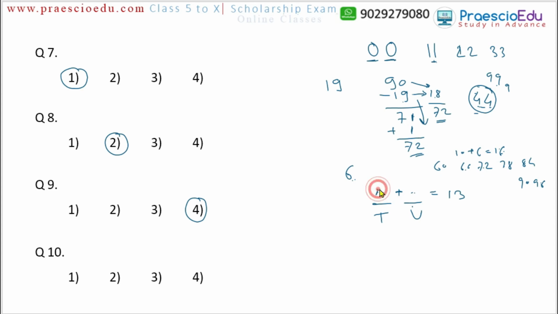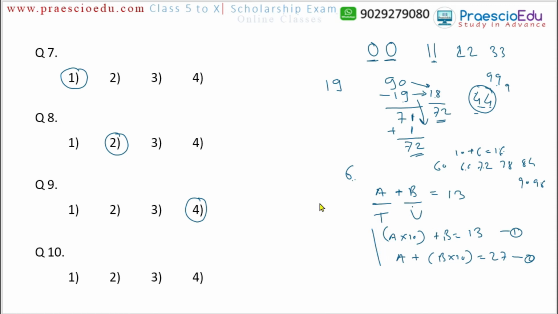Let the digits be a and b. Then a multiplied by 10 plus b equals 13. This is the first equation. Then a plus b multiplied by 10 is 27 after the interchange. This is equation number 2, and then we have to solve it. This is another method, just for your information.